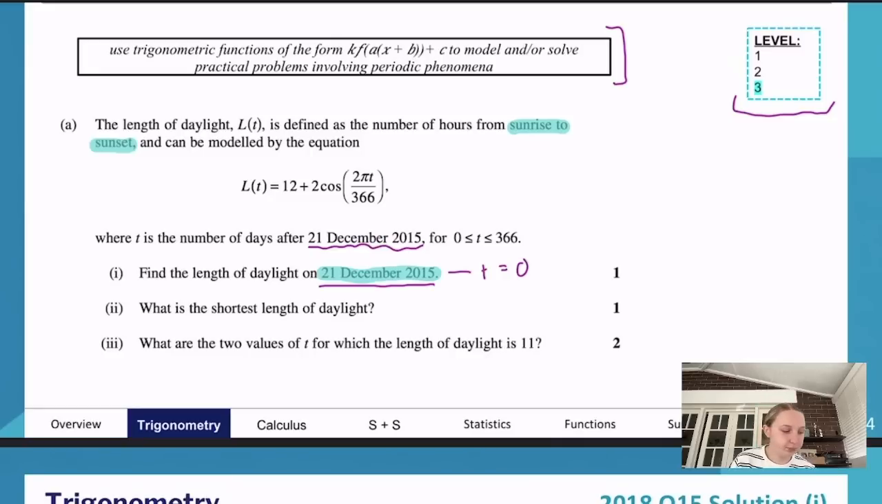Okay, so then we want to be looking at, for part II, what is the shortest length of daylight? Okay, so I'm just going to give you guys maybe 10 or so seconds just to think about how we might be approaching that question.